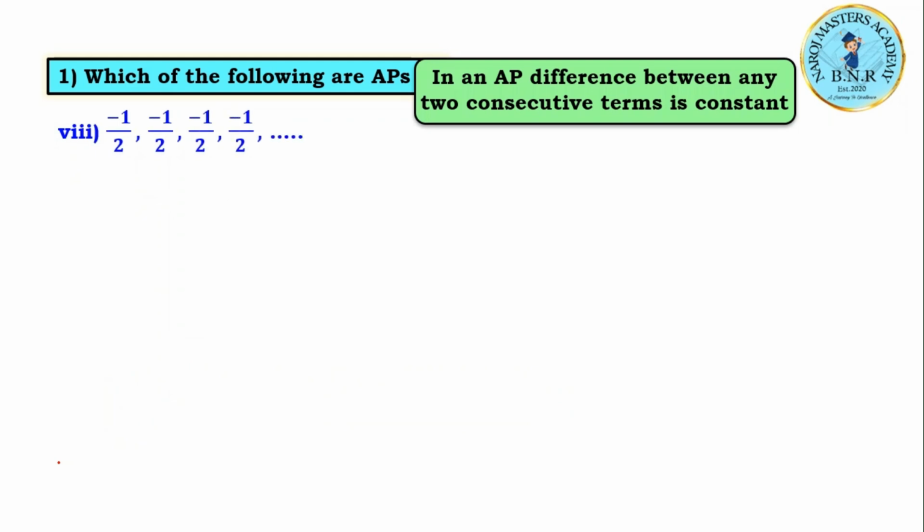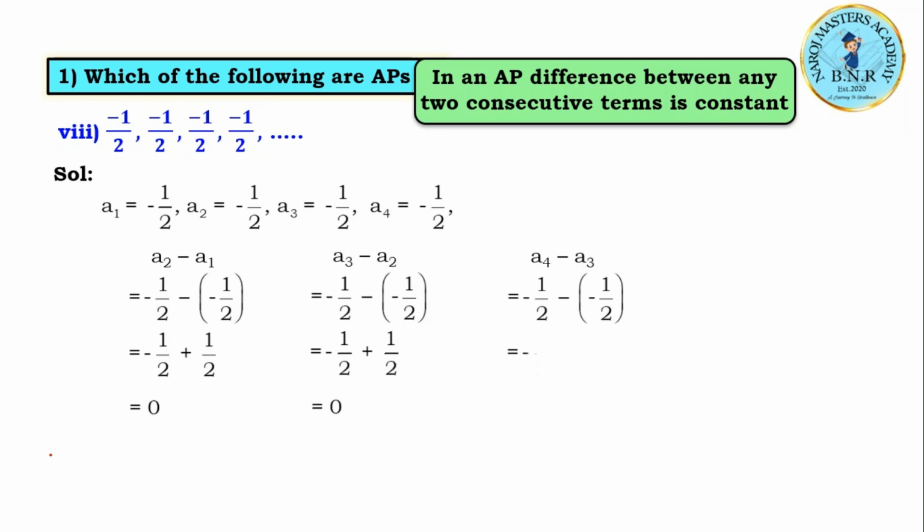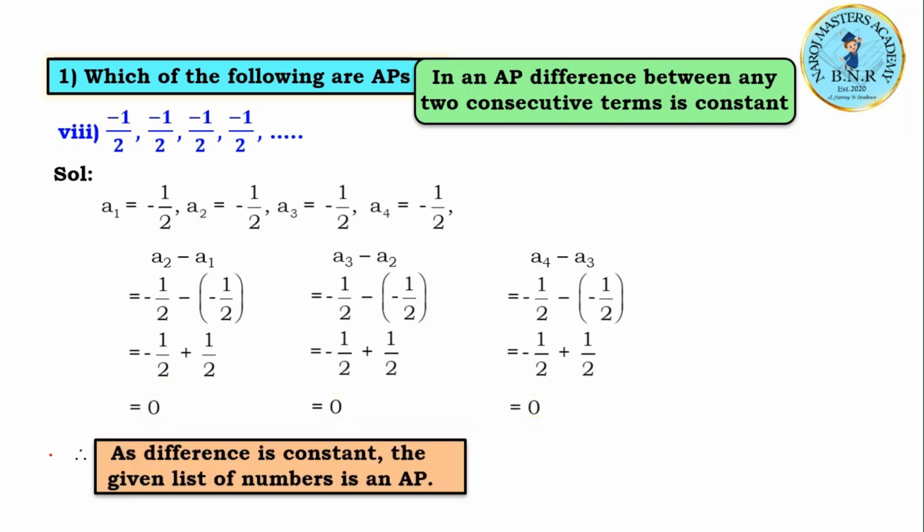So here the difference is 0. Very easy question. A2 minus A1 is 0, 0, 0, 0, and so on. So always we get the same number at any position. It means it is also an AP. Very easy. So the common difference is 0 throughout the series. As the difference is constant, the given list of numbers is an AP.